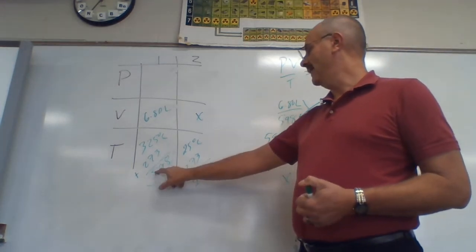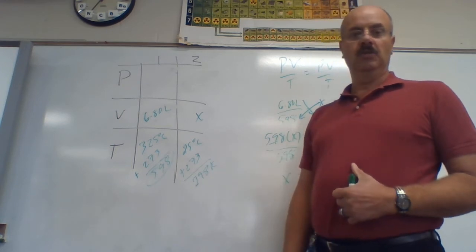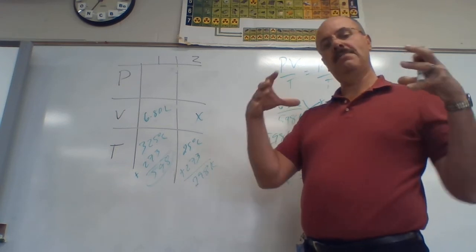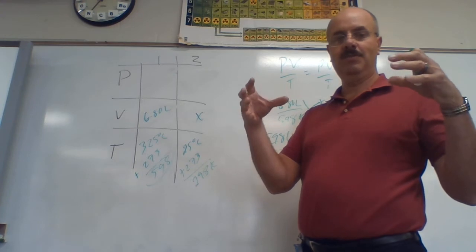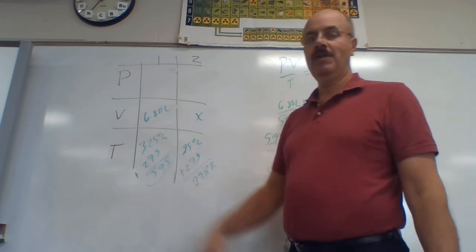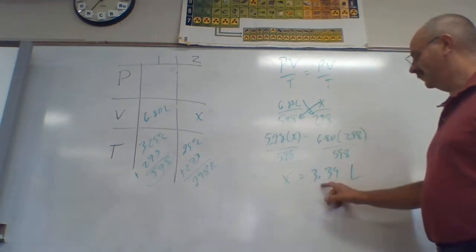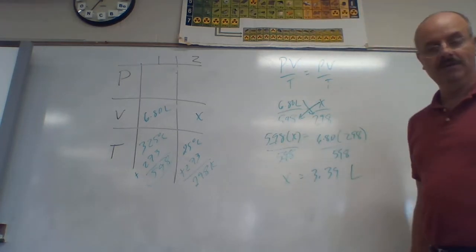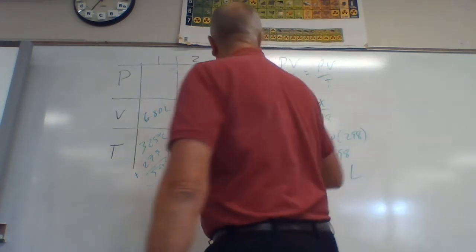So it's liters. Now we look at this and ask, does this make sense? Well, my temperature went from really hot to cold. So if something gets cold in a balloon, what happens to the volume? What happens to the size of the balloon when you walk out of Myers? It shrinks. So it should have gotten smaller. It went from 6.8 to 3. So yep, it did get smaller. All right, so it looks like we did that one right.